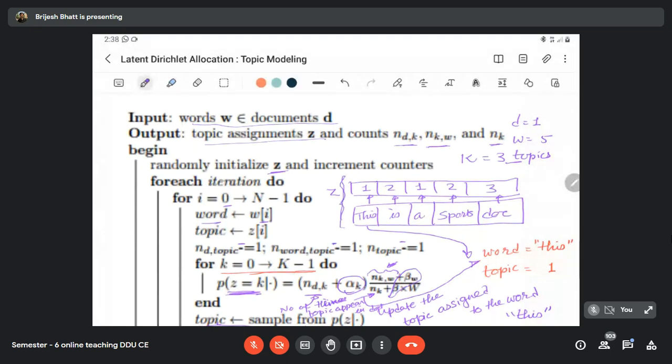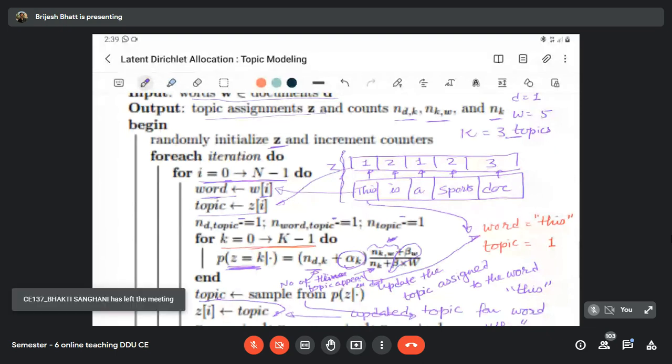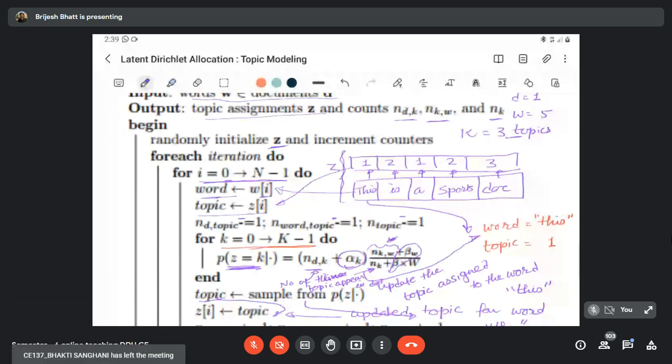Then for each iteration, you will iterate n number of times because there are n words, and you want to change the probability of one word at a time. So iterate n number of times. Take the current word and the current topic that you assigned from here. So this is the ith word for which you want to calculate probability, given that the topic assignment of all other words is correct. So fetch the current word and the topic under operation.